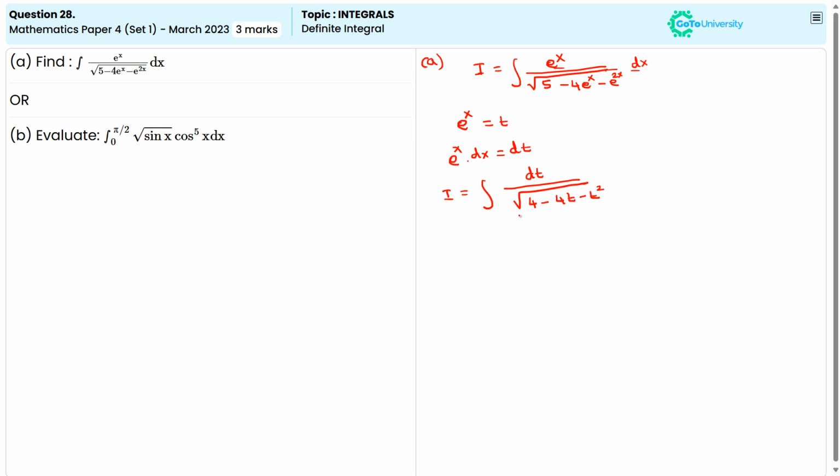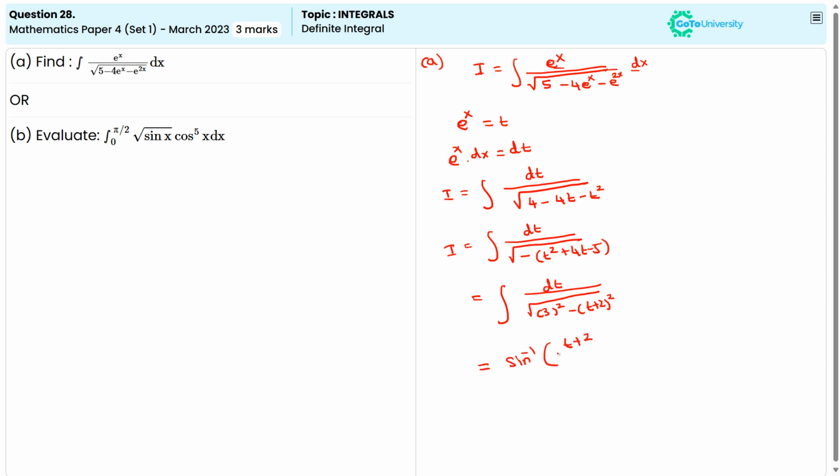This is a simple expression. We can solve it easily. I equals the integration of dt divided by, taking the minus sign outside, t square plus 4t minus 5. If we simplify this, we get dt divided by the square root of 3 square minus (t plus 2) the whole square. We know that this is in the form of the integration of 1 by square root of a square minus b square. So if we integrate this, we get sine inverse of (t plus 2) divided by 3, plus c.